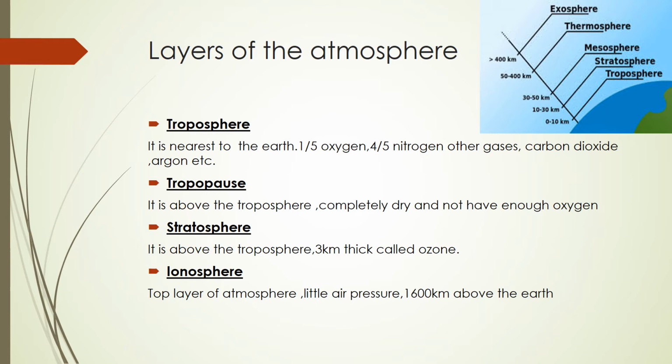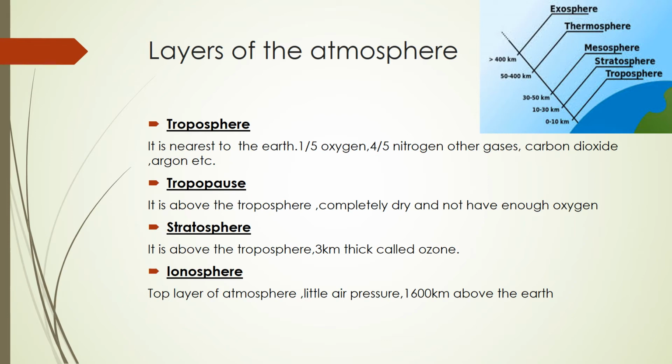The next layer is stratosphere. Stratosphere is above the troposphere. It is 3 kilometers thick and it contains a gas called ozone, which is like oxygen. It forms a protective shield around the earth, which stops the harmful rays of the sun from reaching it.